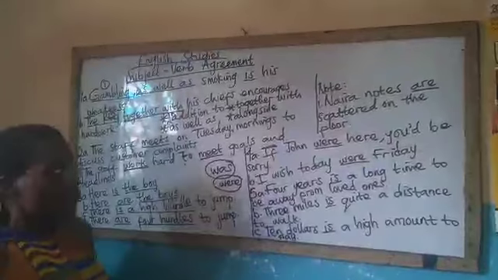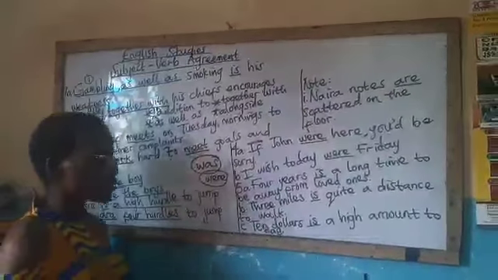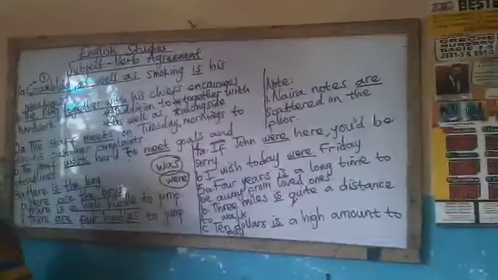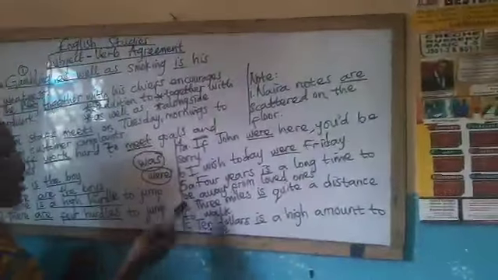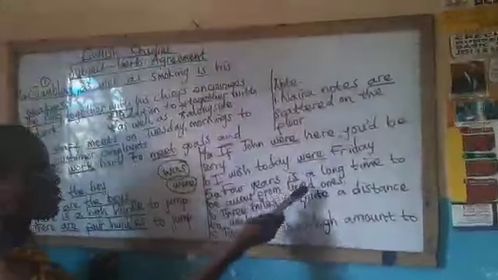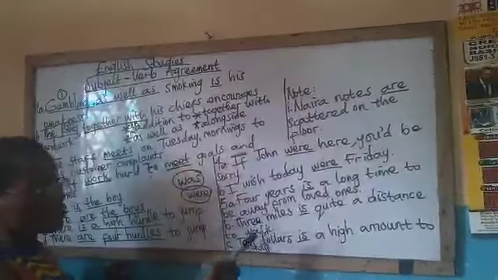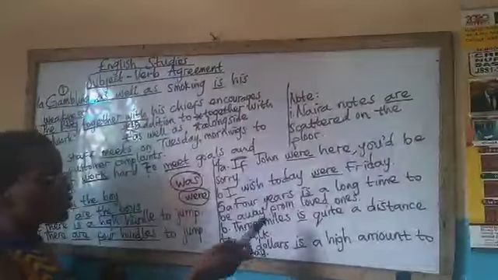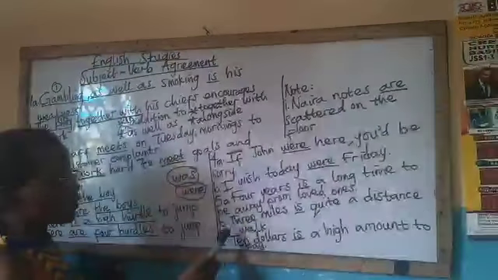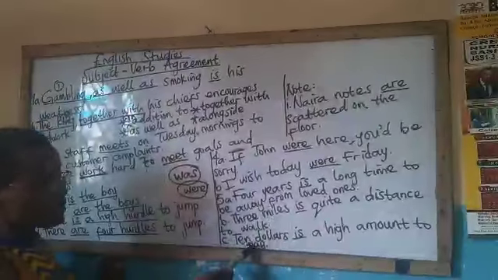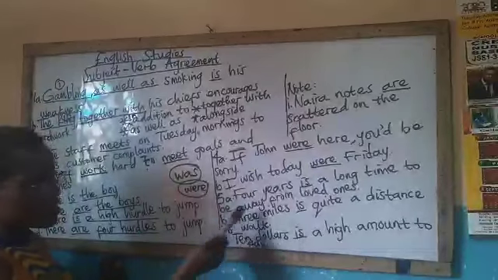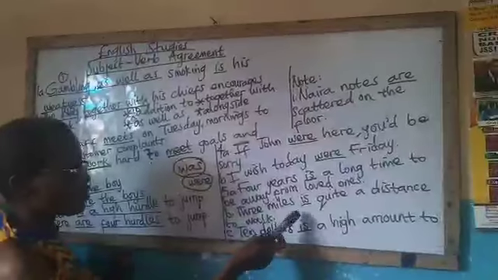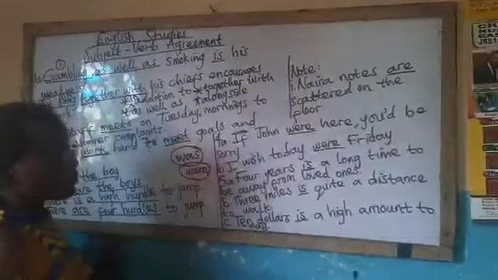Another rule is that when periods of time, distances, and sums of money are considered as a unit, we make use of a singular verb. So we have examples like: four years is a long time to be away from loved ones. And so we are considering four years to be a unit, and so we have to make use of a singular verb. Same for three miles and $10. We are considering these expressions as being a single unit, and so we make use of a singular verb.